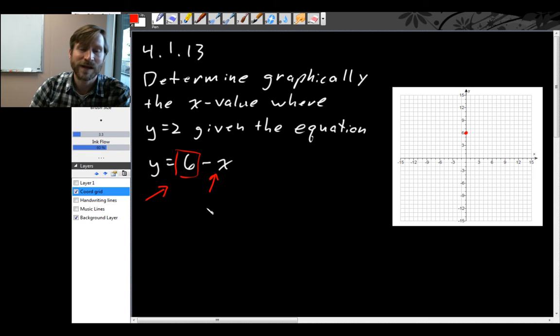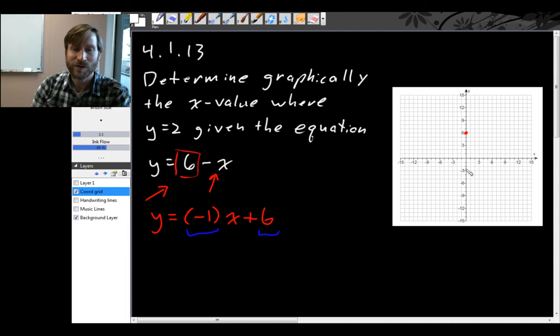So that's right here. Remember, there's really a minus 1 here. If we wanted to rewrite this equation in a more normal order, we might write it like this: y equals minus 1 times x plus 6. And now it looks more like what you're used to, with the y-intercept being 6 and the slope being minus 1.